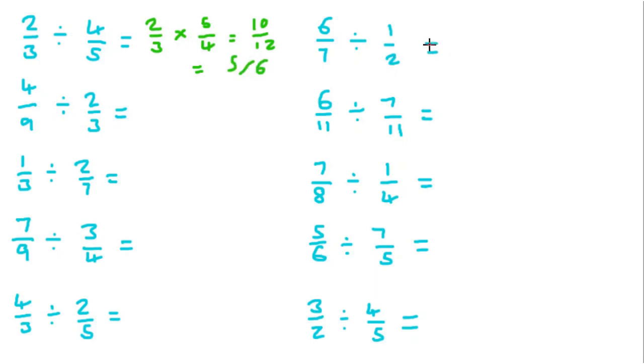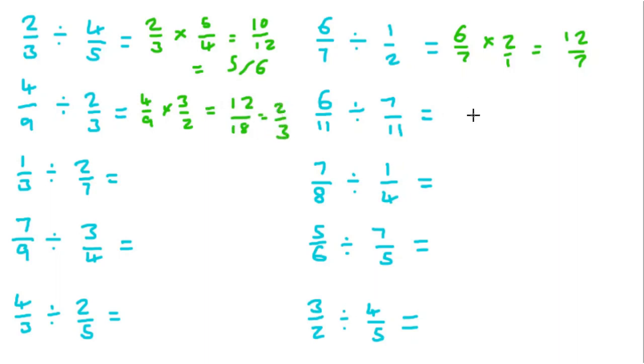Okay, this next one we do exactly the same thing. So this is 6 over 7 multiplied by 2 over 1 we can write as well. So that is just 12 over 7, and that's the simplest form. We can leave that in. Here we have 4 ninths multiplied by 3 halves, 3 over 2, and that's equal to 12 over 18, which is equal to 2/3. Then we have 6 over 11 divided by 7 over 11, so that's 6 over 11 multiplied by 11 over 7. These cancel each other out, and that's equal to 6 over 7.